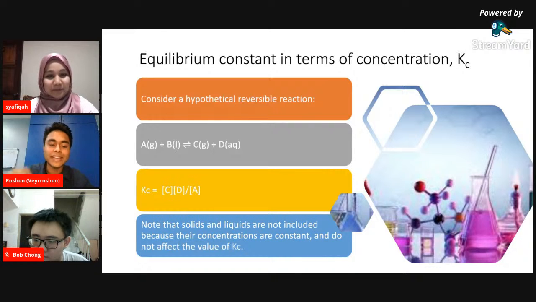Oh, so C, D over A lah. Tapi B tu tak affect, so kita masukkan. Okay, okay. Thank you so much, Syaf. Dah faham, dah clear sikit lah basically.